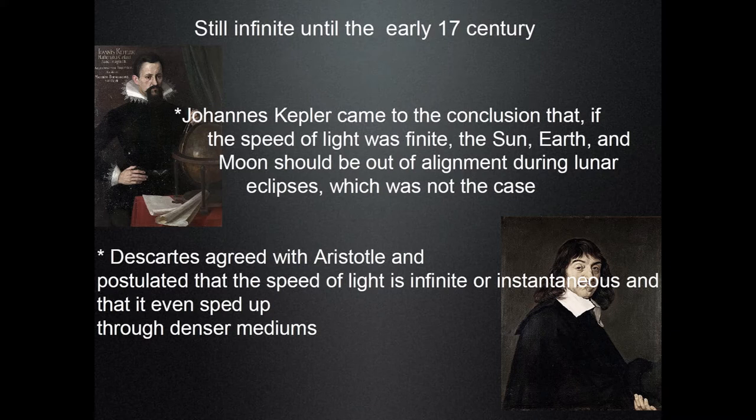With two quotes from two famous researchers, one astronomer and one mathematician, that have been quoted in the morning session. Kepler, to whom we owe the Kepler laws for the movement of planets, came to the conclusion that if the speed of light was finite, the sun, earth, and moon should be out of alignment during lunar eclipses. As this didn't seem the case, the conclusion was that it was not finite. Descartes agreed with Aristotle, and in fact, he went so far, apparently, as to postulate that the speed of light is infinite and may even be sped up through certain types of media.